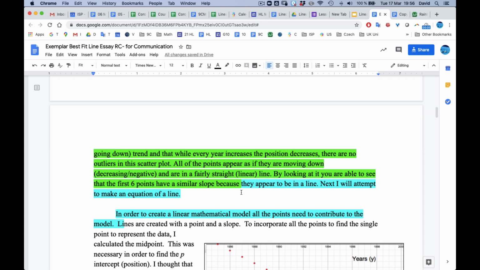And then we do a transition statement. And this one goes across the paragraphs. They appear to be in line. Next, I will attempt to make an equation in line. In order to create the linear model, all the points need to be in line. So there, it's transitioning into the next stage of the essay.